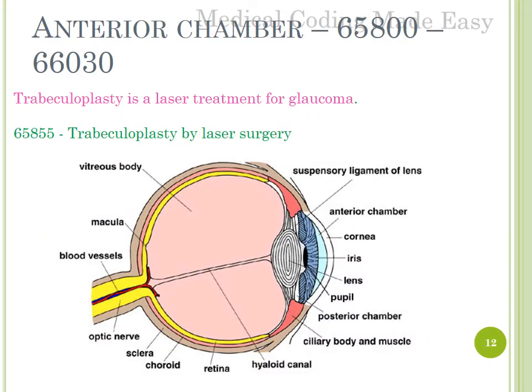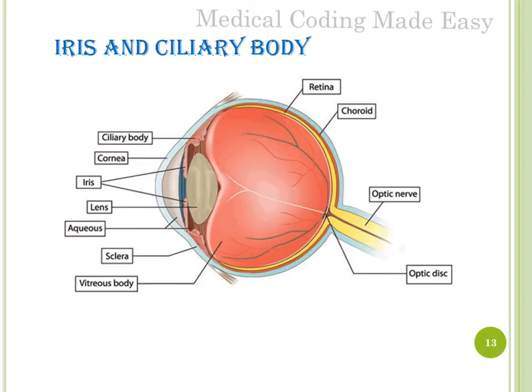Now the anterior chamber, codes 65800 to 66030. Then there is trabeculoplasty, which is a laser treatment for glaucoma. All these are in the textbook. Now, what is the anterior chamber? The anterior chamber is in the anterior segment. We studied the anterior chamber and the posterior chamber earlier. These are the anterior chamber codes.